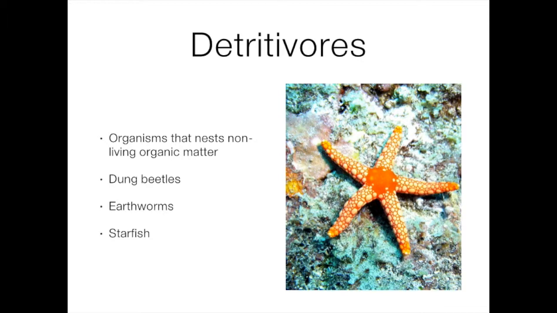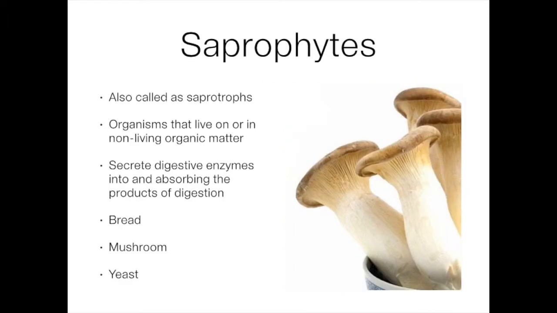Detritivores are organisms that ingest non-living organic matter. Examples are dung beetles, earthworms, and starfishes. Saprophytes are organisms that live in or on non-living organic matter, secreting digestive enzymes into it and absorbing the products of digestion. Examples are bread mold and mushrooms. The energy that passes to detritivores and saprophytes is eventually released by cell respiration and lost as heat.